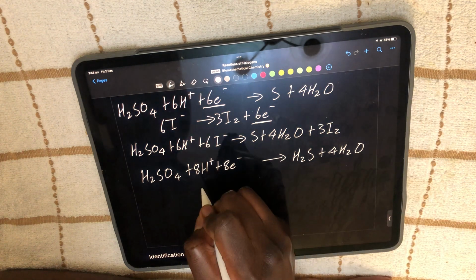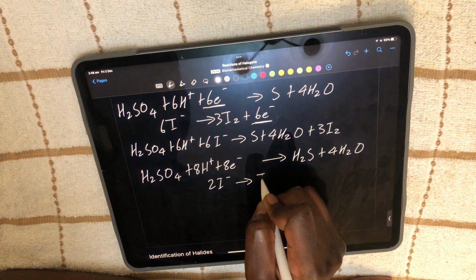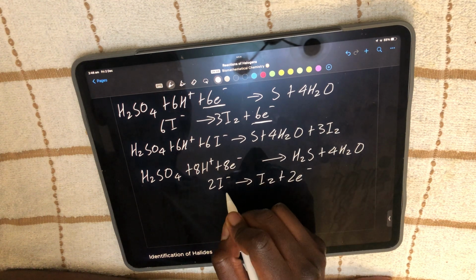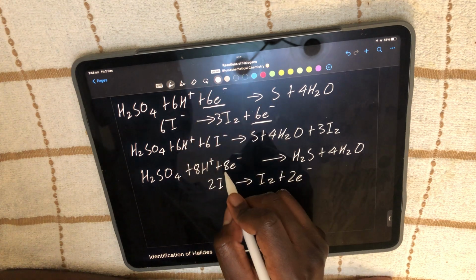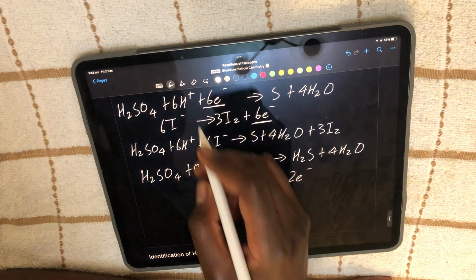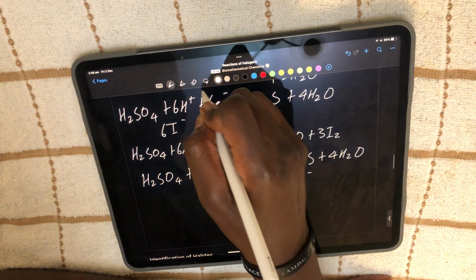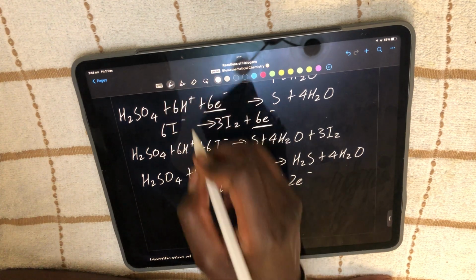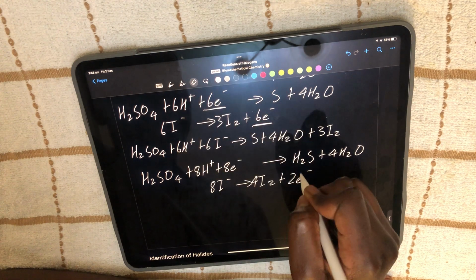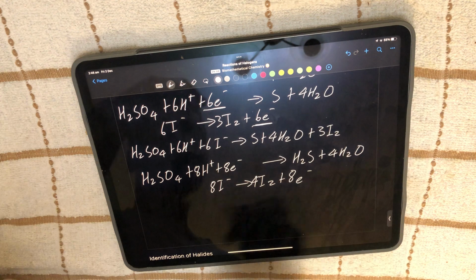And then it's the same as the last one really. 2I minus goes to form I2 plus 2e minus, times this by 4, because we want the same number of electrons. No, sorry, that's wrong. 8I minus, 4I2, 8 electrons, and then put the two together.